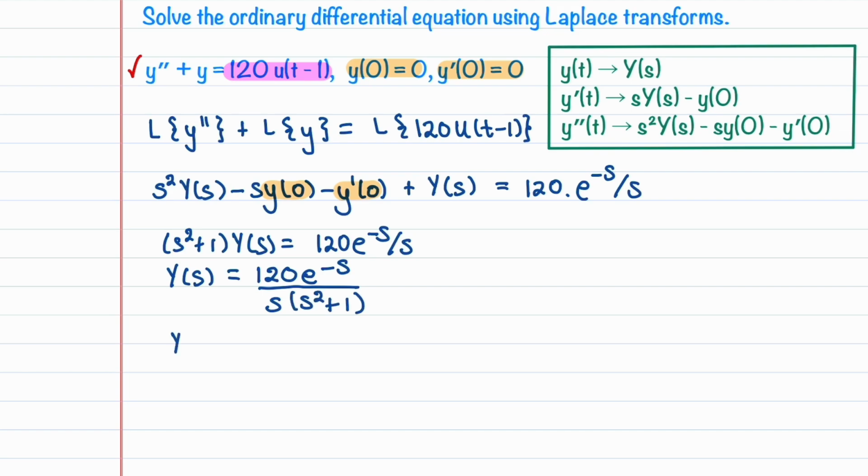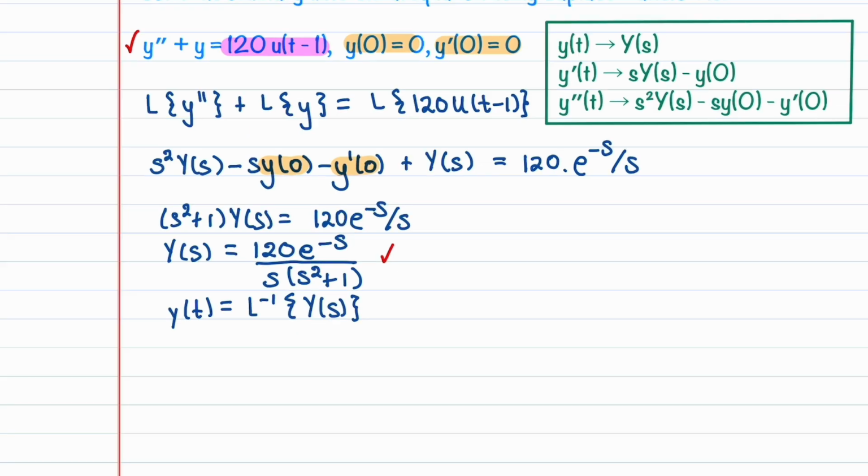Our solution, y of t, is the inverse Laplace transform of capital Y of s. So we need to find the inverse Laplace transform of this function. Let's think of Y of s as 120 e to the minus s times capital F of s. Let's first find the inverse Laplace transform of capital F of s.